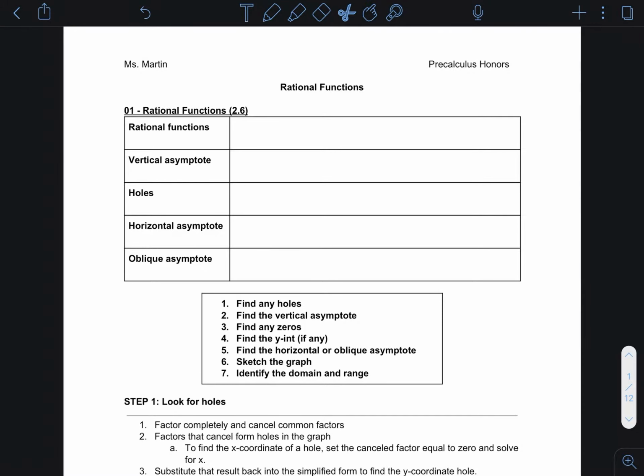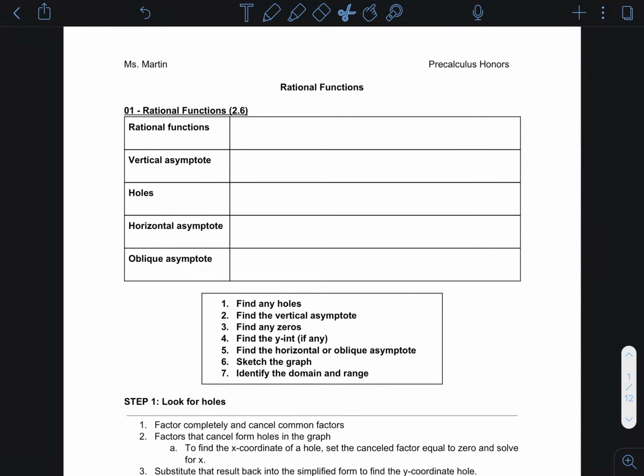Welcome to the first video of our rational functions unit. In this unit, we're going to start out with specifically just some definitions, and then go straight into all of the steps that it takes to find the characteristics of a rational function and how to graph it. So for this first part, we're going to go through some definitions.